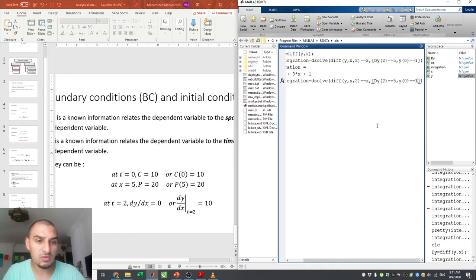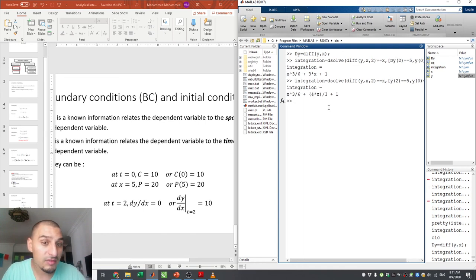Again, just to show the difference, if I don't put it like this, it's going to give a different solution because this is a different boundary condition. So it works nicely, and it saves a lot of time if you're going to do a lot of integration steps.